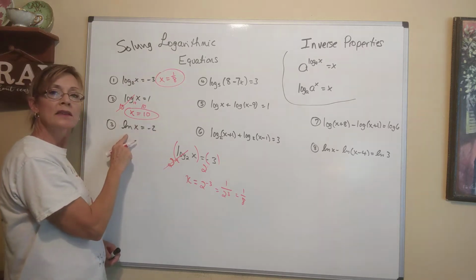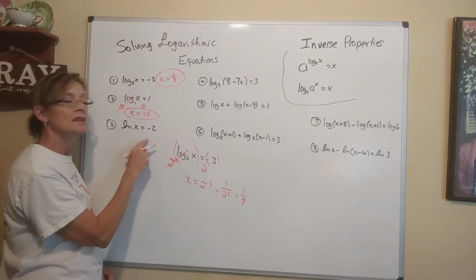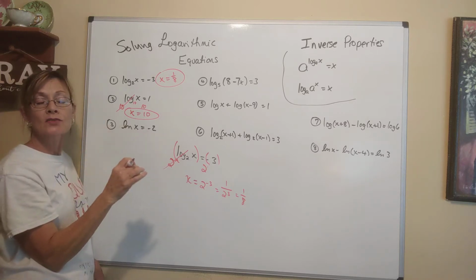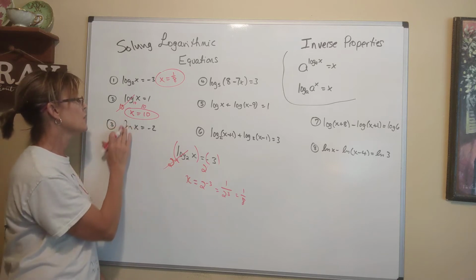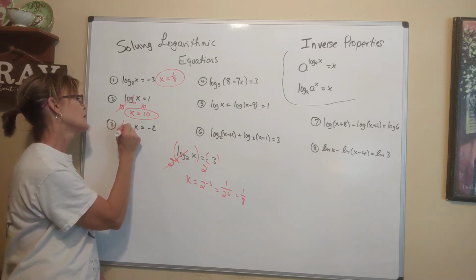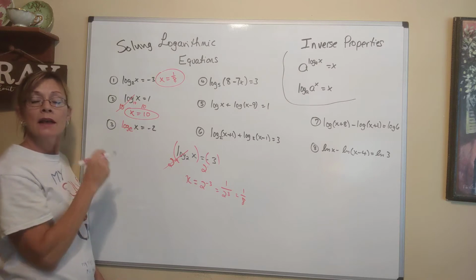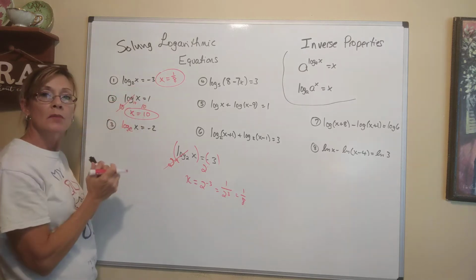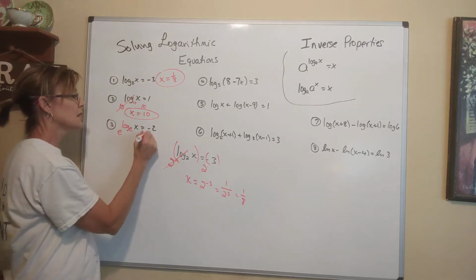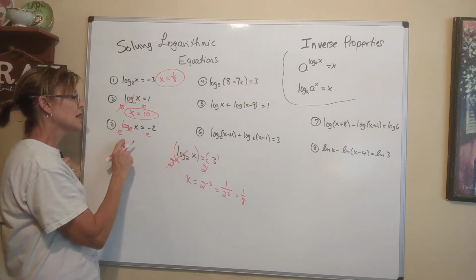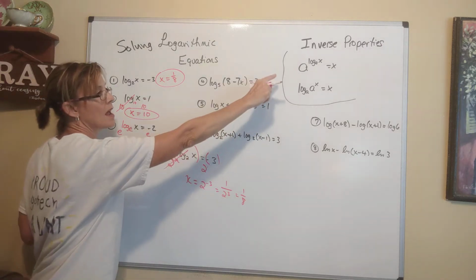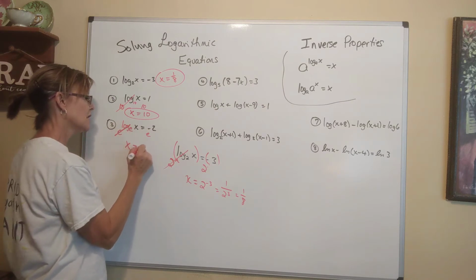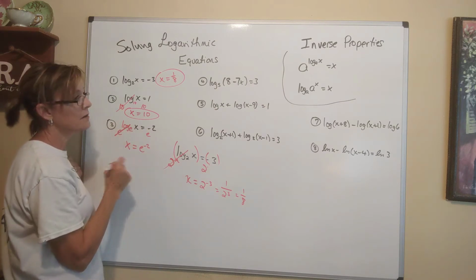Just like that. How about this guy? This is ln of x equals -2. What is the base here? With ln, the base is understood to be the natural base, e. If you want to think of this as log base e, you can. It's the same thing. So what am I going to do? The same thing I did a minute ago. I'm going to raise both sides by the base e: e to the this equals e to the that. E raised to the log base e of x is the same thing as a raised to the log base a of x. These are undoing each other. X is just e to the -2.